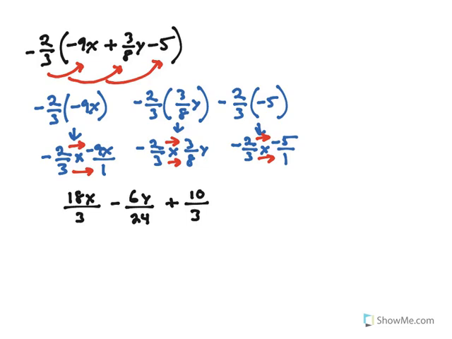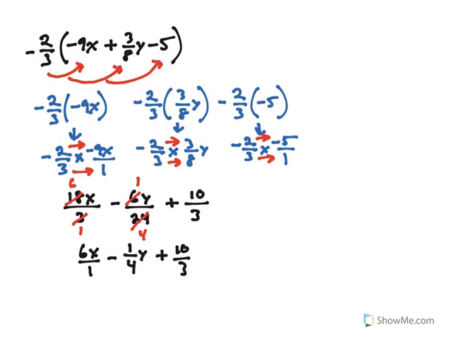Okay? And now we just want to reduce each fraction when possible. You notice that I can cancel the 3 and the 18. 3 goes into 3 once. 3 goes into 18 6 times. So my new fraction is going to be 6x over 1, minus, and then 6 over 24: 6 goes into 6 once, 6 goes into 24 4 times. So my new fraction is minus 1 over 4 y. You could put the y in the numerator, or you can put it off to the side. It's the same thing. And then plus 10 over 3.